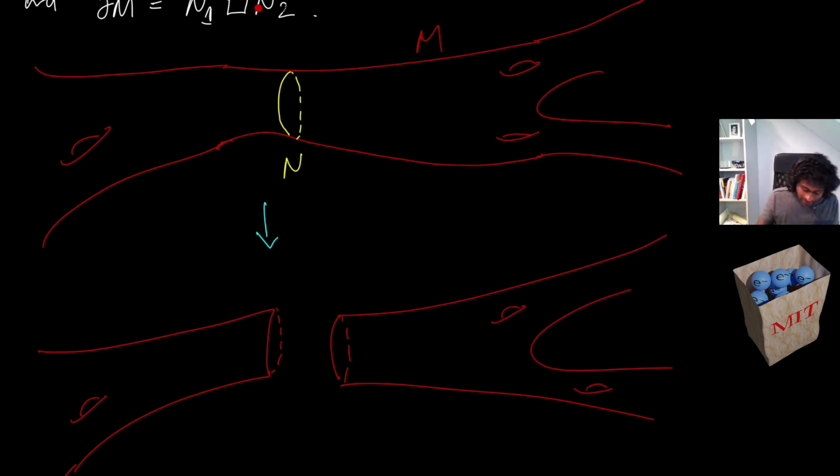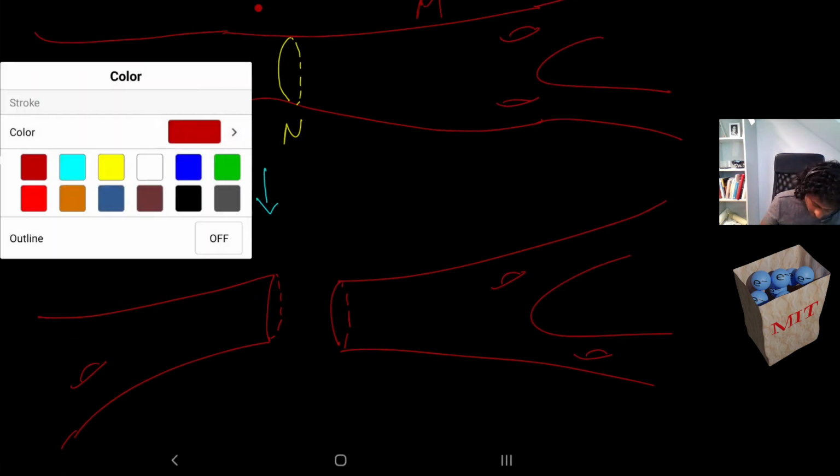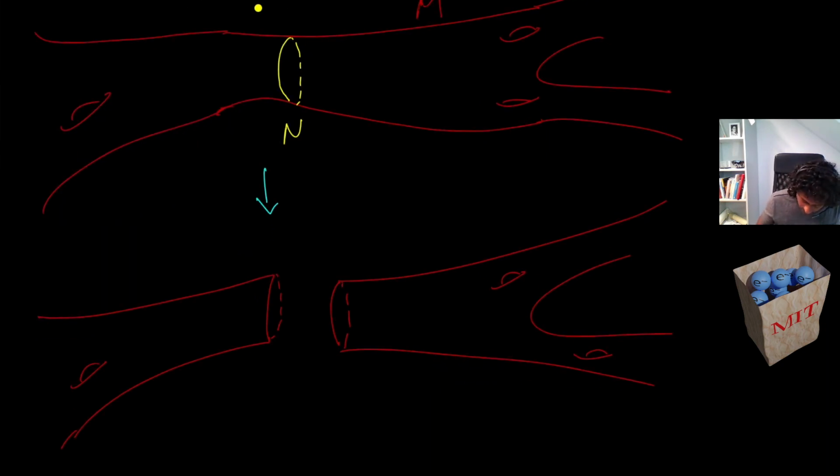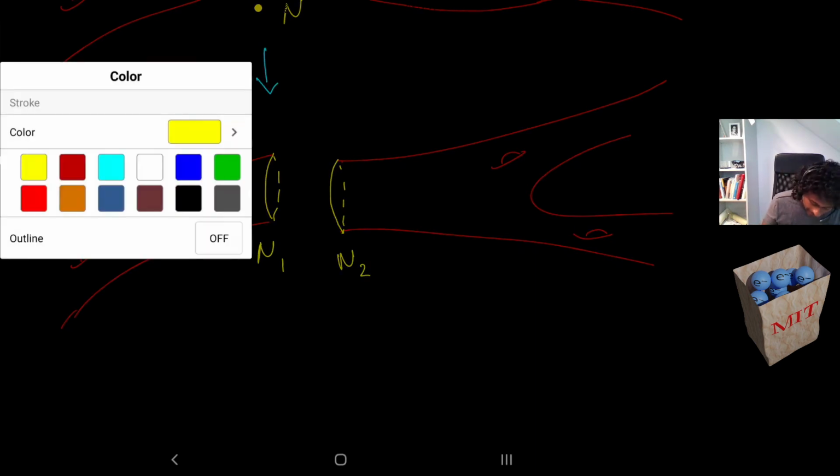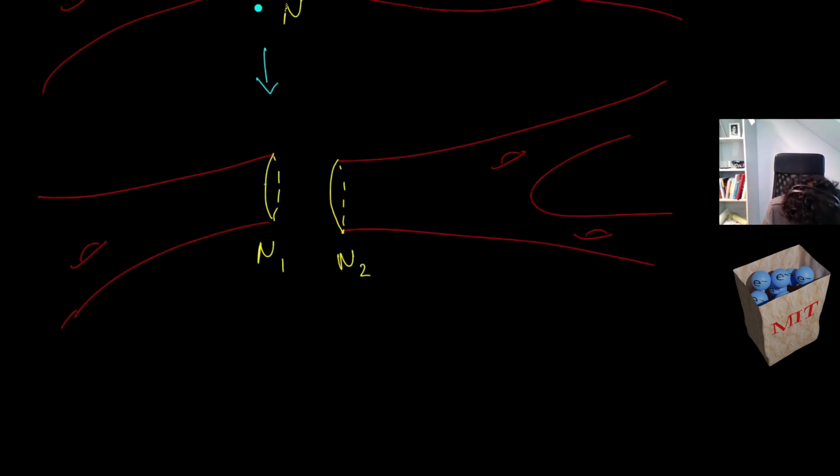Okay, and now the point is, well, I should have drawn this in yellow. So this is now N1 and this is N2, say, and the orientation, so this has an orientation like this, and the normal vector of this is going to point the other way, right? So it really has to be a switch of orientation.